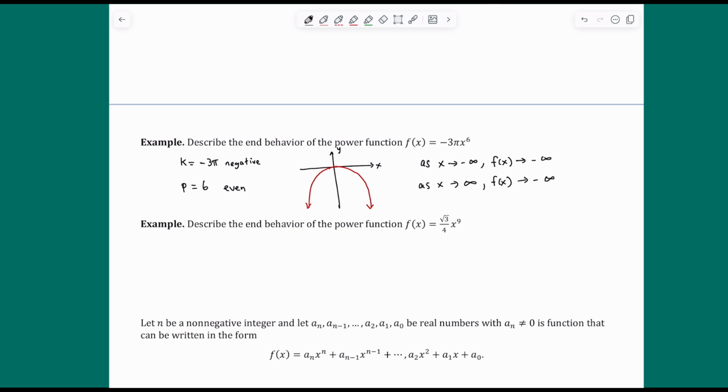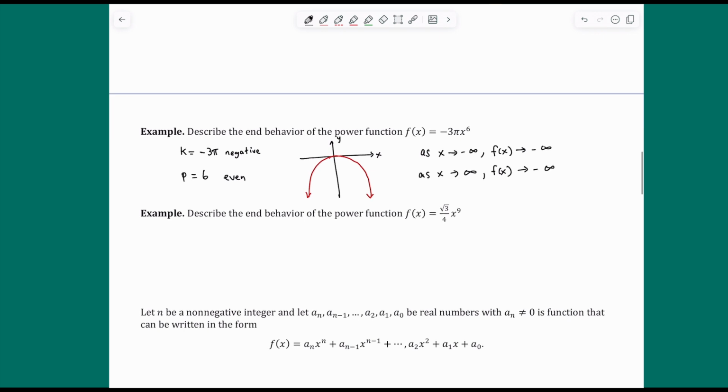Okay. The next example here: describe the end behavior of the power function f of x equal to the square root of 3 over 9 times x to the 9th. So my coefficient k is the square root of 3 over 9, which is positive. And we have an exponent, p, equal to 9, and it's odd. And so if you go back to the table, you'll see we fall in the case where k is positive and the exponent is odd. And so let me draw a quick axis here.